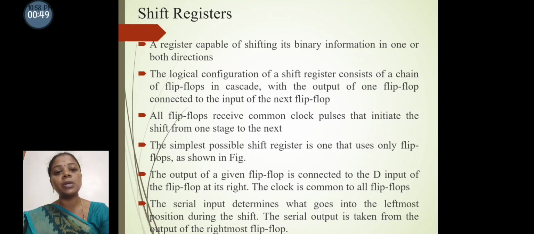The simplest possible shift register is one that uses only flip-flops. The output of the given flip-flop is connected to the D input of the next flip-flop, and so on. The ultimate output is taken from the leftmost flip-flop if it is a right shift register, and vice versa.